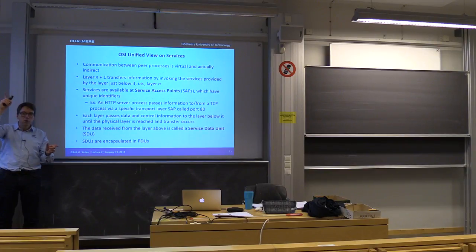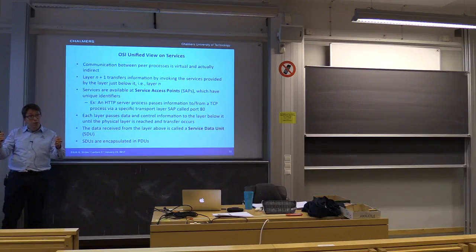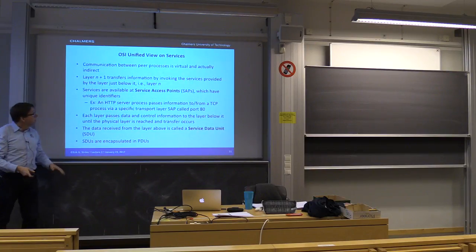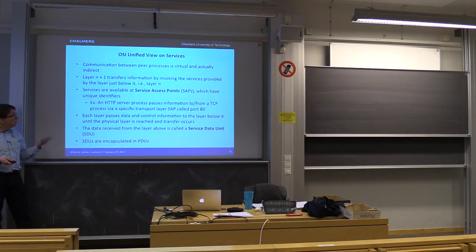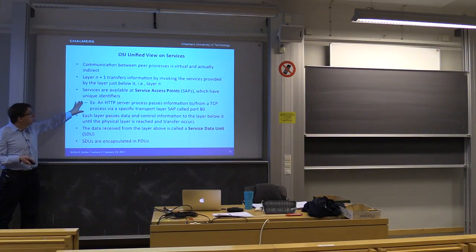So that's the service access point, because there might be several entities above, so to which one should this particular piece of data go? These are called service access points. An HTTP server, for instance, always listens to a hole in the roof which is called port 80. A specific transport layer service access point called port 80. This will hopefully be a bit more clear later on. But there are some interfaces between layers, and these are called service access points.